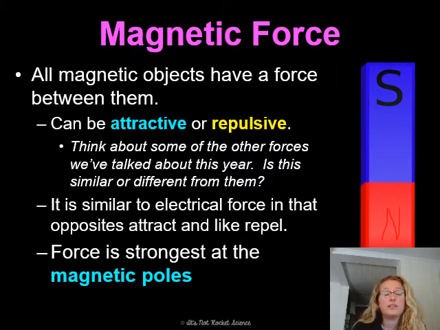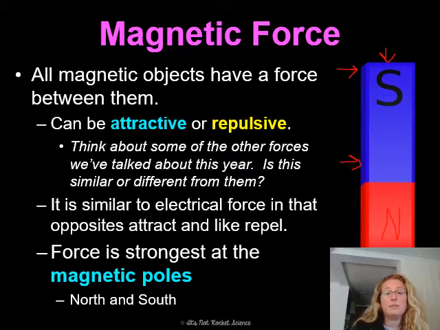Force is strongest at the magnetic poles. So for example, the magnetic force is weaker here than it is here. At the tippy top of these poles, the ends right here, is where the force is strongest. Typically, when we're talking about magnetic force, we don't talk about the positive and negative end, we talk about north and south. We will talk in a few minutes about how that relates to the north and south poles here on our Earth and why we have those.